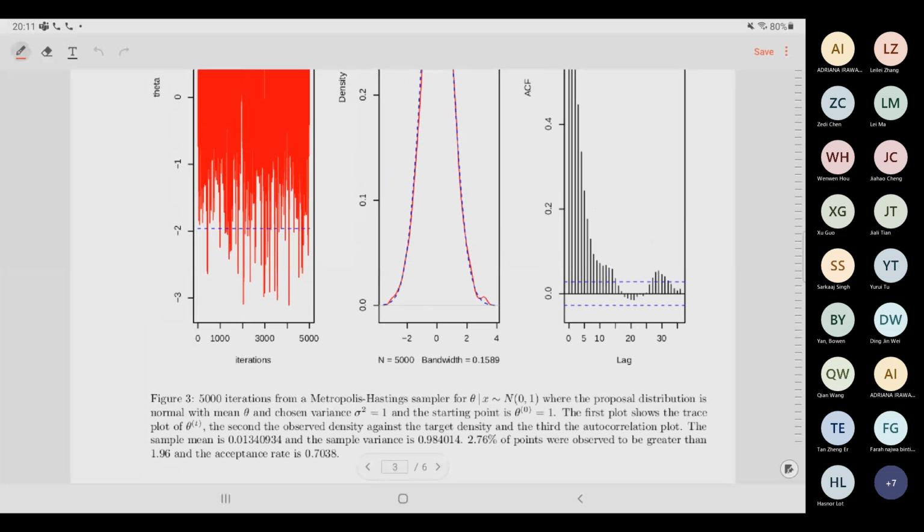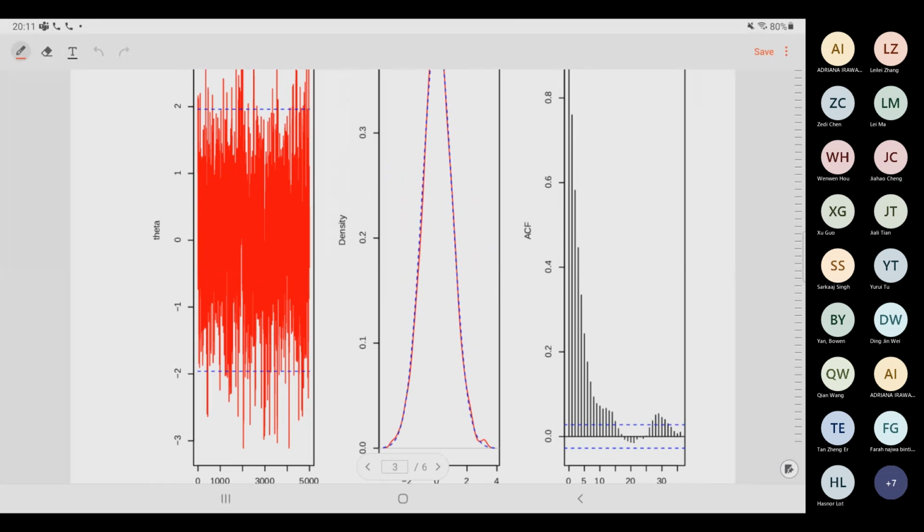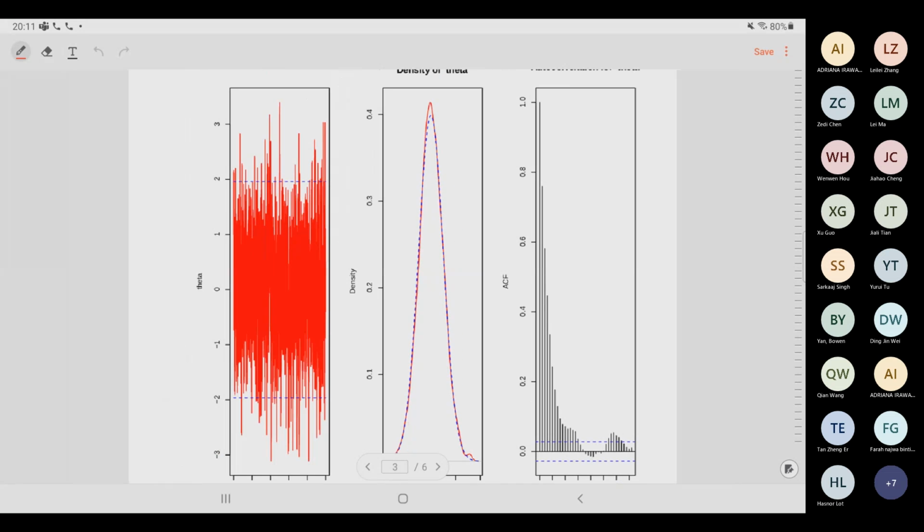Okay, and this is if you're using 5,000, right? You can see here, right? If you are using, yes.